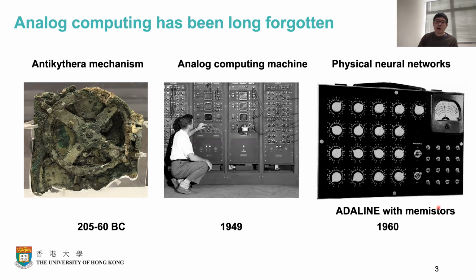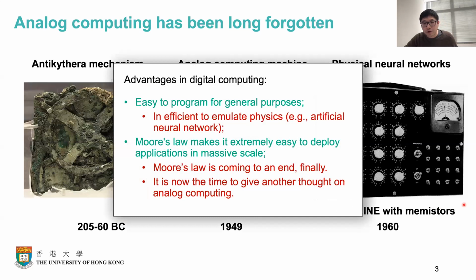However, digital computing has become the dominant form of computing in recent decades. It has changed our lives entirely, and it has had a bigger impact than analog computing throughout history. The fundamental reason behind it, I believe, is that it's extremely easy to program for general purposes. What's more, Moore's law makes the upscaling of these computing machines effortless, and at the same time makes us lazy because we don't have to do any innovation to make the computing more powerful.